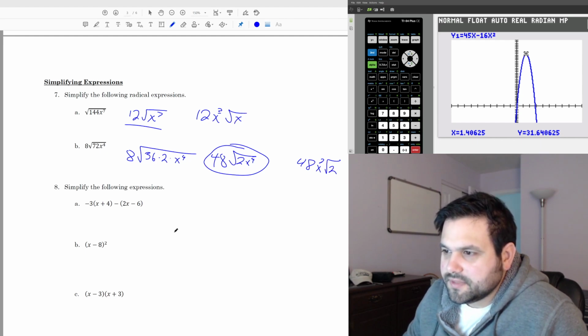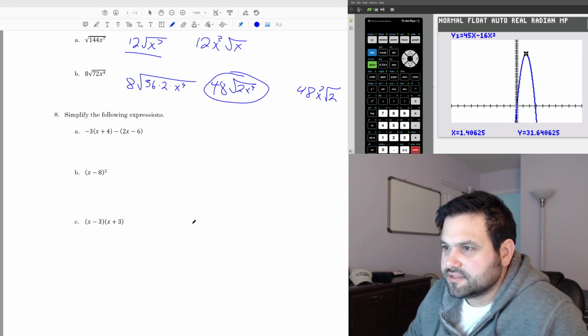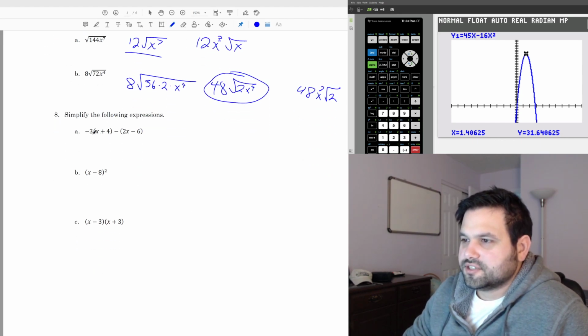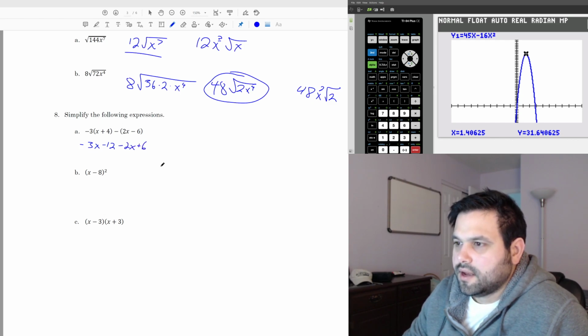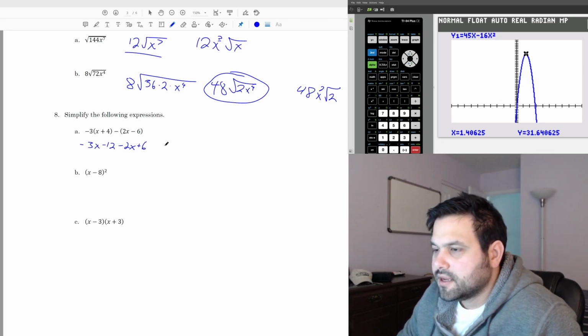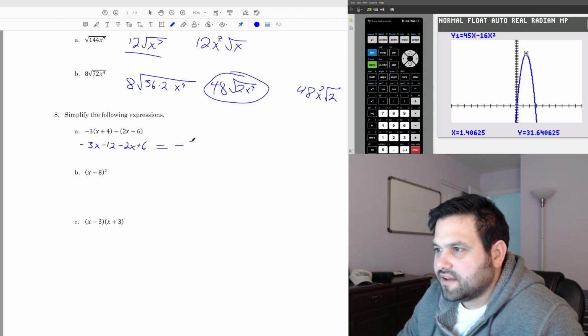Anyways, simplify the following expressions. So here we're going to distribute. I'm going to distribute the negative 3. I'm going to distribute this negative sign. And now I'm going to combine all like terms. And so that would give me, what's that, negative 5x and minus 6.